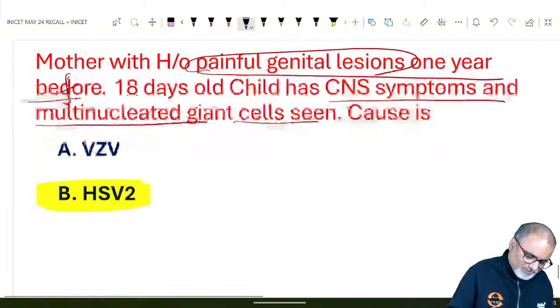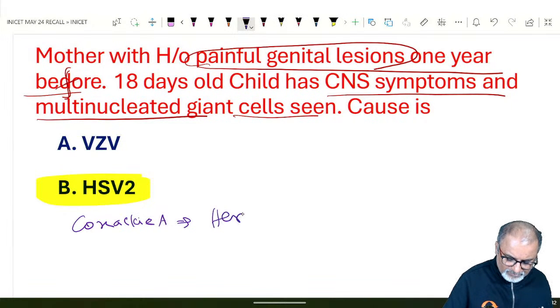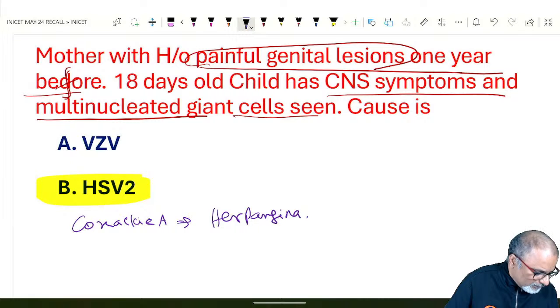Where Coxsackie? Here we can see Coxsackie. Coxsackie A causes herpangina. Hand, foot, mouth disease.